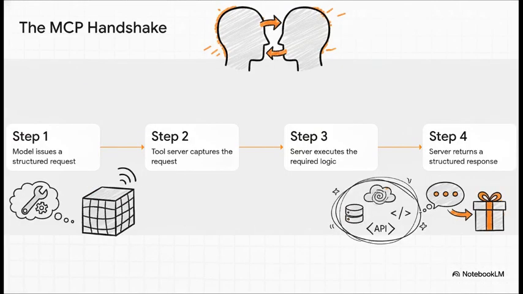The whole process is this really clean, four-step dance. First, the AI figures out it needs something and sends out that perfect structured request. Then, step 2, you have a tool server that's always listening, and it just grabs that request instantly. Step 3, that server does the work. Maybe it searches a database or calls an API. And finally, step 4, it wraps up the answer in another perfect structured response and sends it right back to the AI. It's simple, it's clean, and the best part, it's rock-solid reliable.